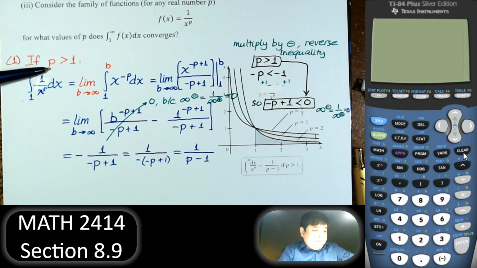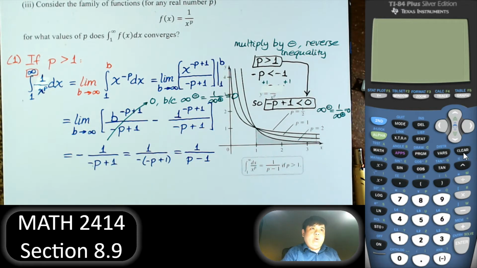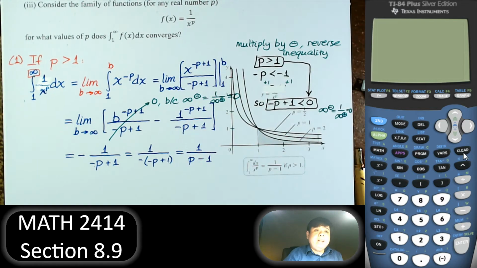Now, p is greater than 1, p minus 1 is positive, so the answer is going to be positive. Which makes sense because the function is above the x-axis, so the area should be positive. Alright, so that's the first case where p is greater than 1.